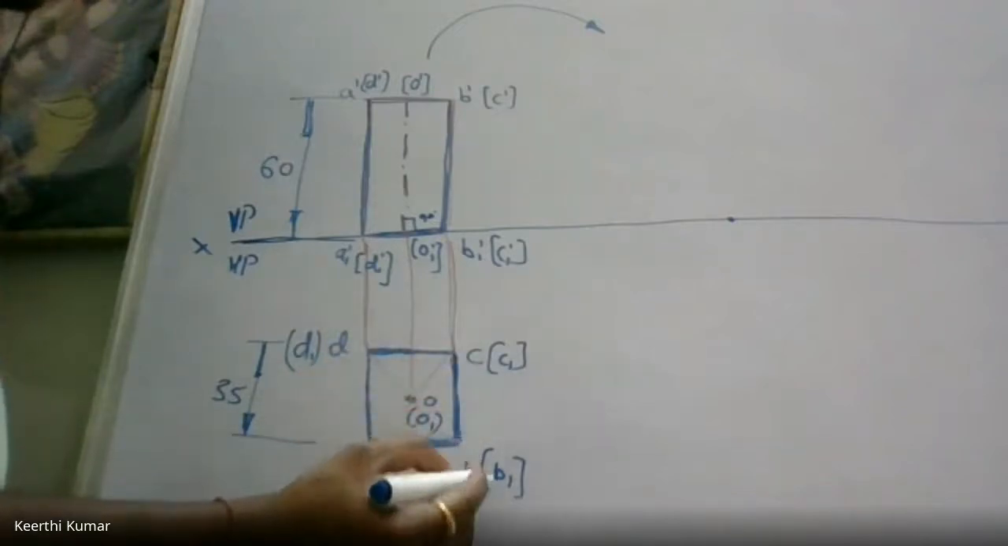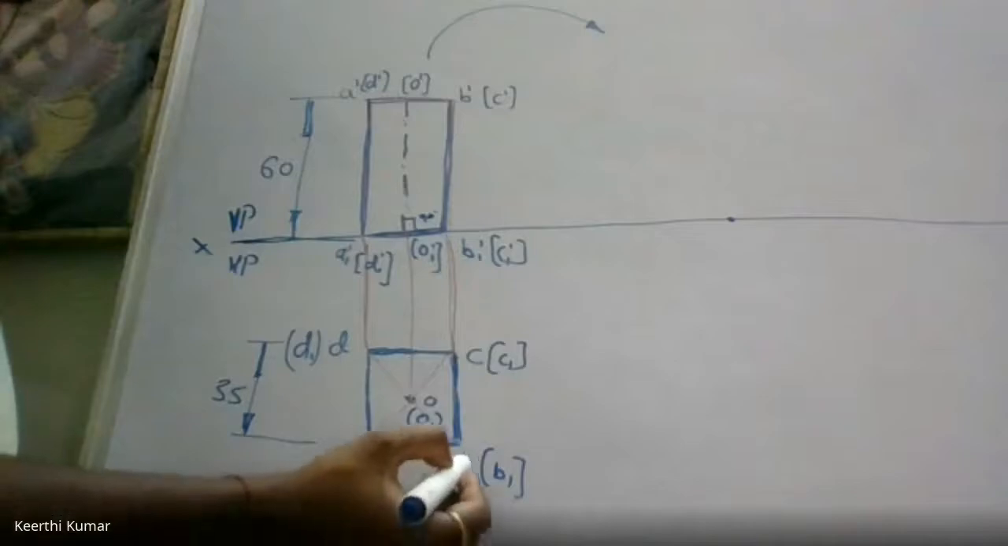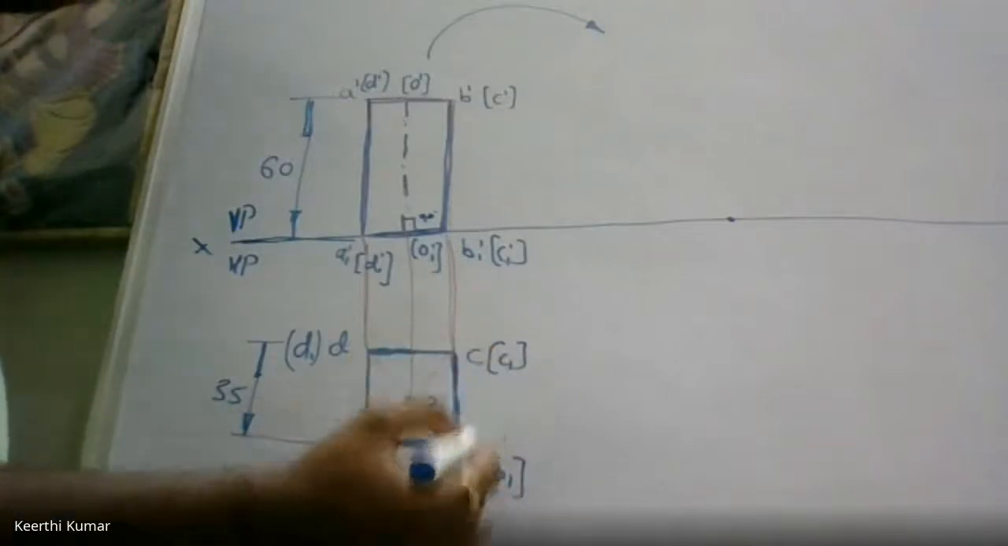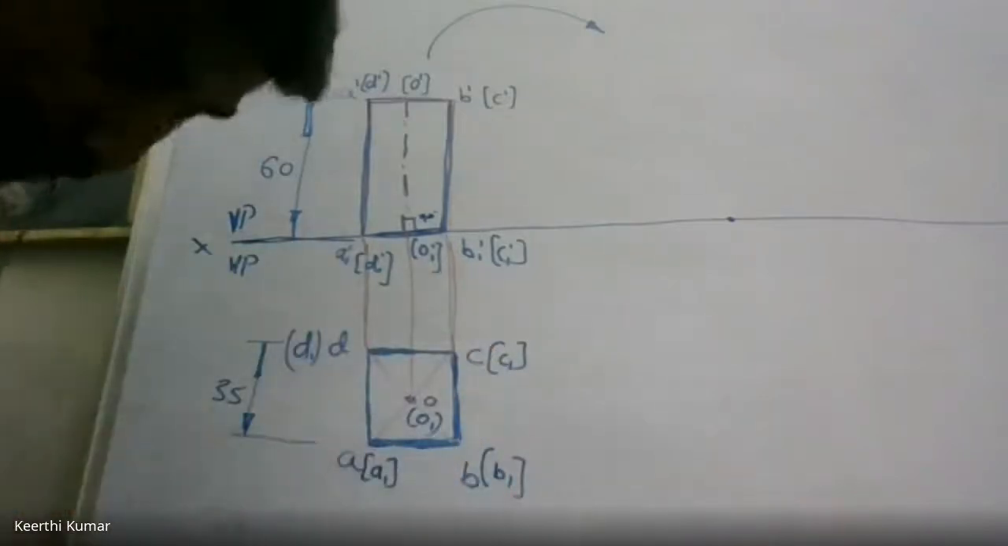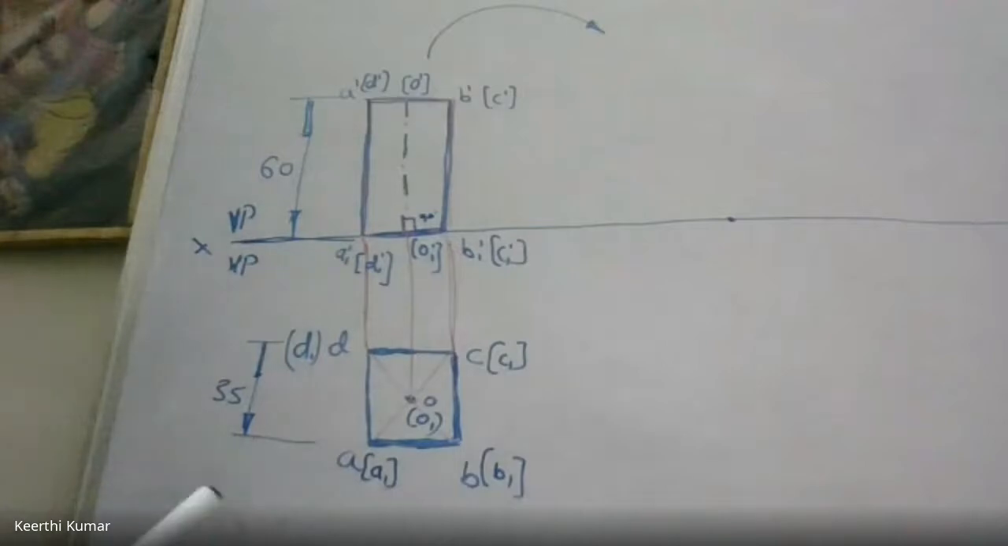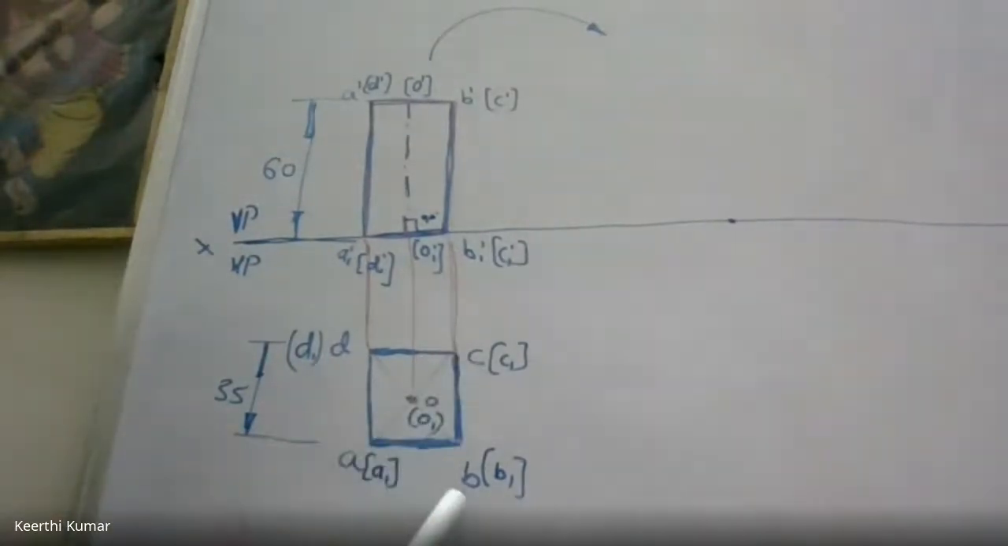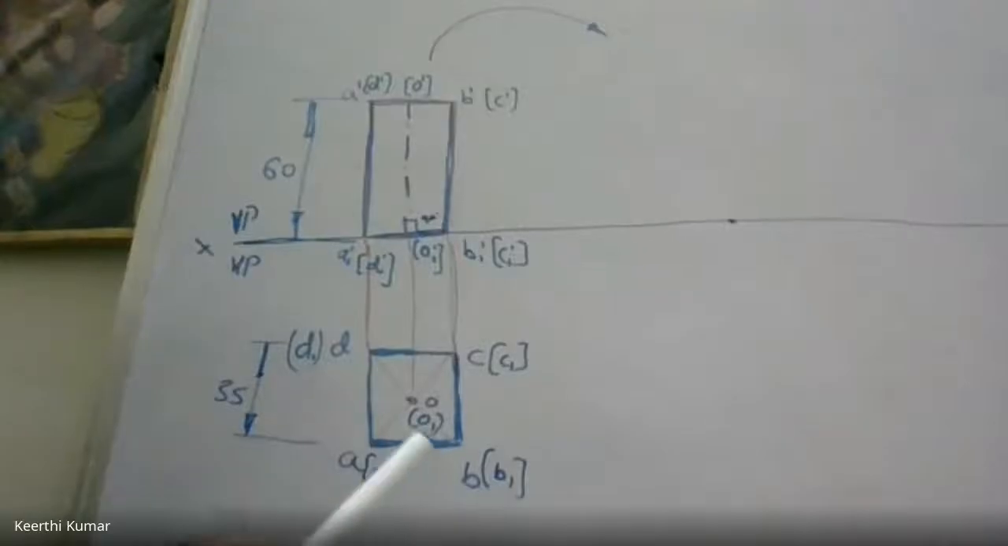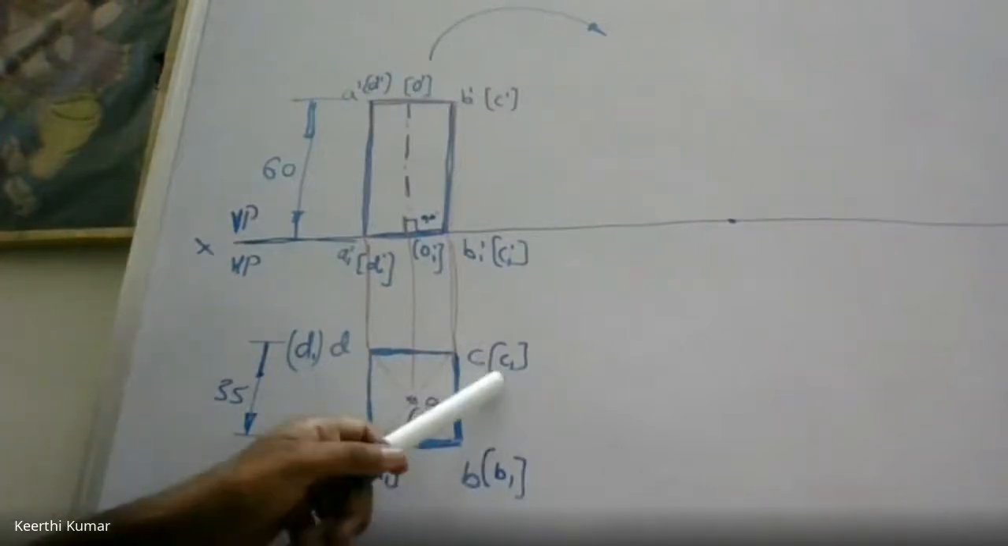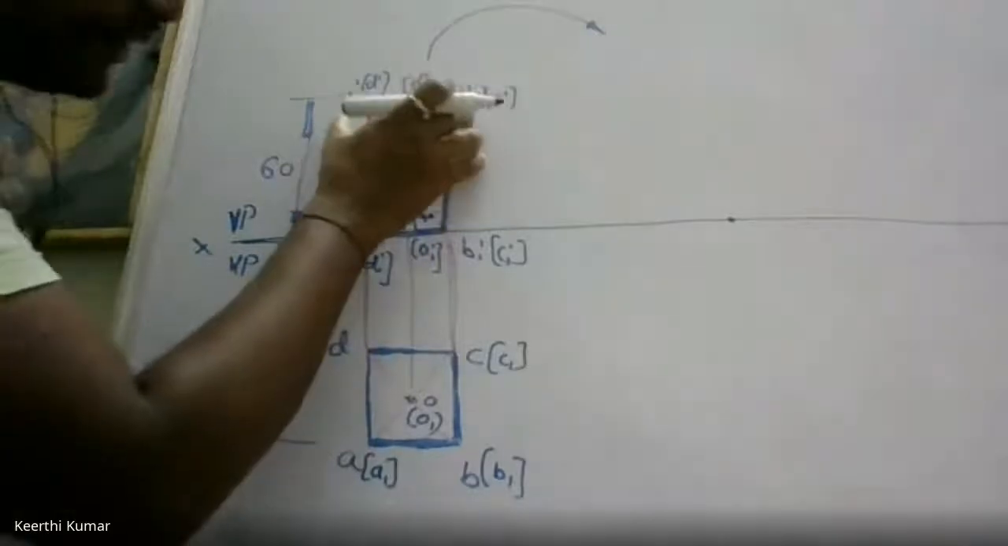Can anybody tell whether CB is the resting edge or C1B1 is the resting edge on HP? Bhavana? Whether BC is the resting edge or B1C1 is the resting edge? B1C1, sir. Very good. Because B and C is the top face, B1C1 is the bottom, where the entire prism is resting with the bottom face. That is B1C1.